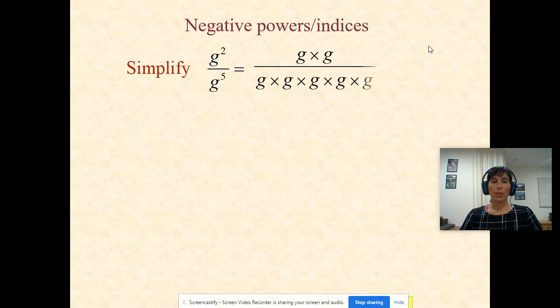So on the top line, it means we've got g times g. On the bottom line, we've got 5 g's multiplied together, so we can simplify off 2 from the top, 2 from the bottom. That gives us 1 over g cubed.